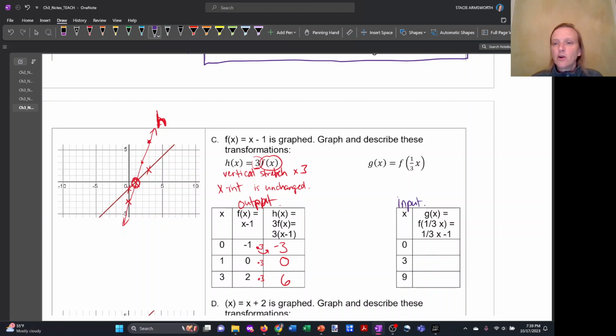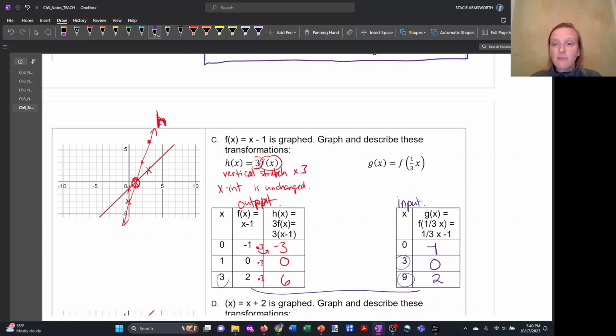So instead of starting with 0, well, 3 times 0 is just 0. But instead of starting with 1, I'm going to start with 3 times that much. I'm going to start with 3. Instead of starting with 3, I'm going to start with 9. So when I plug those values, 0, 3, and 9, into the original equation, 0 times a third is 0, minus 1 is negative 1. 3 times a third is 1, and then minus 1 is 0. 9 times a third is 3, minus 1 is 2.